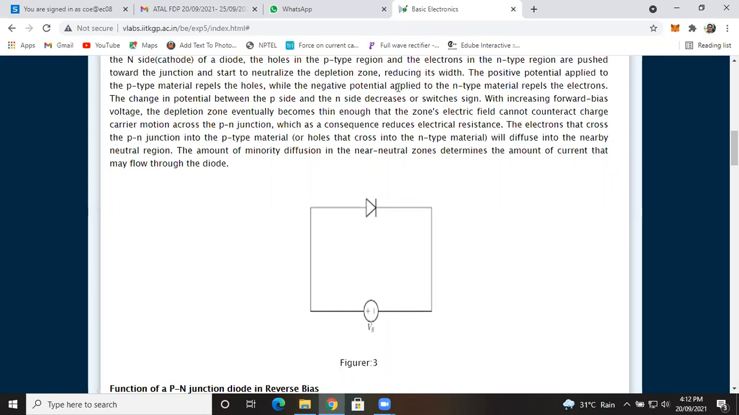If you have any doubt, you can raise the doubt. Otherwise, I will continue with the PN junction diode with the reverse bias. Yes, please. If you have any doubt, please put the doubt.